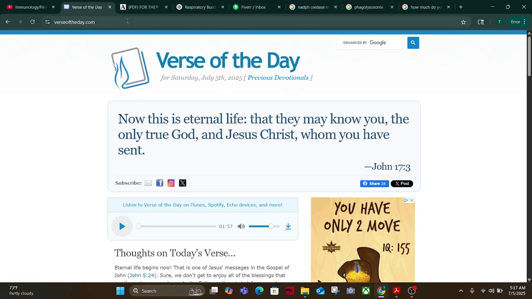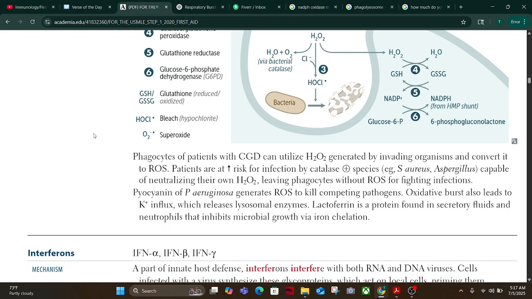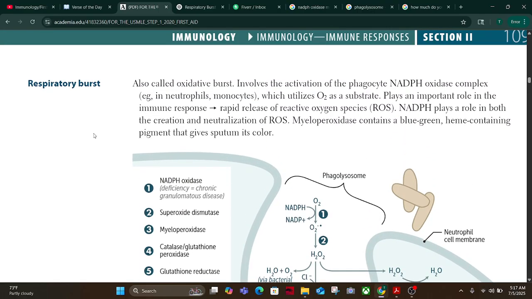And we're going to start with respiratory burst. Respiratory burst, also called oxidative burst, involves the activation of the phagocyte NADPH oxidase complex, like neutrophils and monocytes, which utilize oxygen as a substrate, plays an important role in the immune response, which leads to rapid release of reactive oxygen species. NADPH plays a role in both the creation and neutralization of reactive oxygen species.